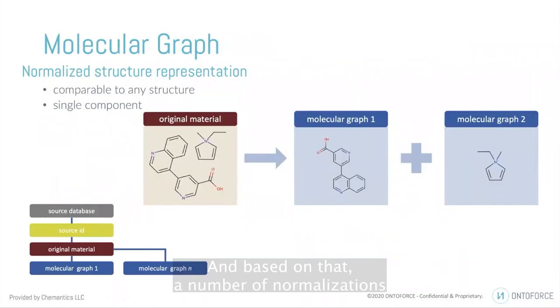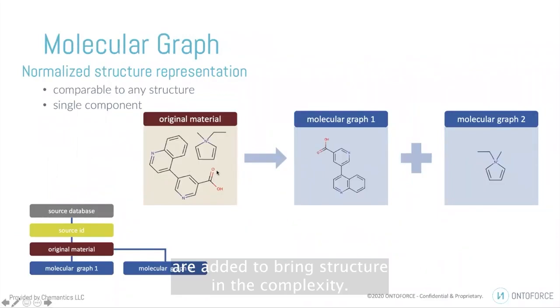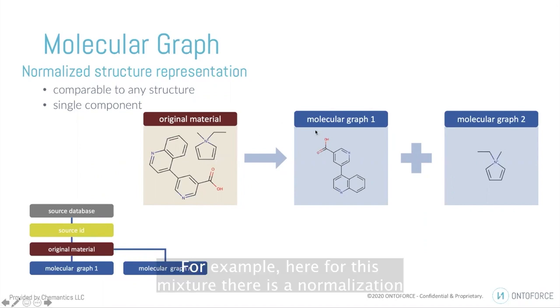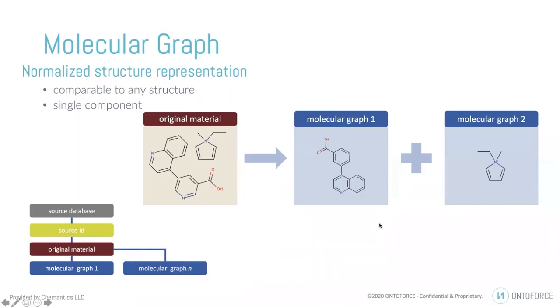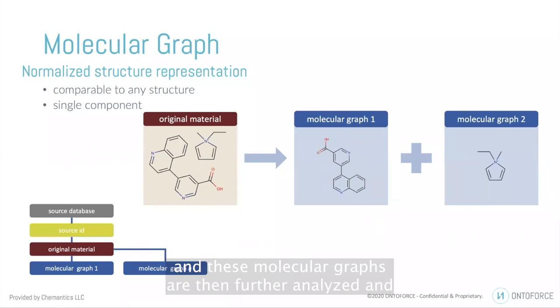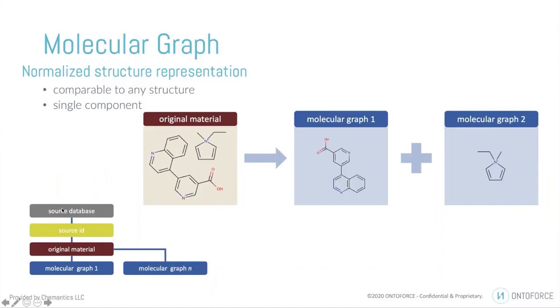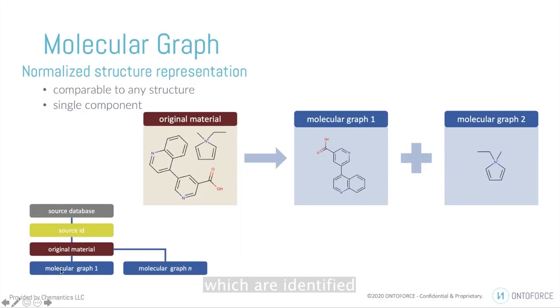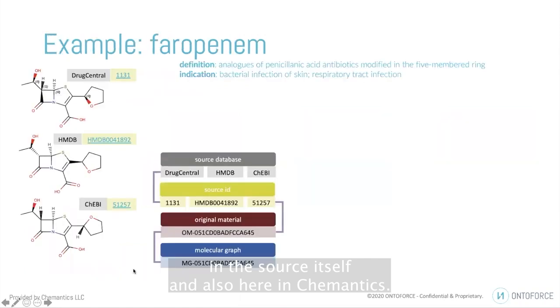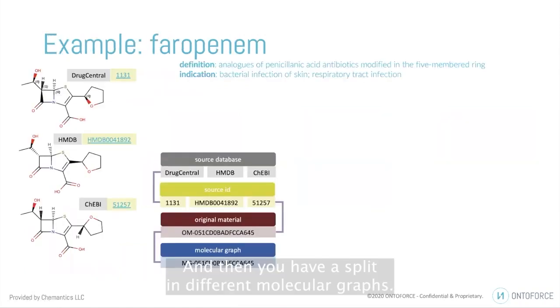Based on that, a number of normalizations are added to bring structure in the complexity. For example, here for this mixture, there is a normalization which is identifying different parts of a mixture so that you have different molecular graphs, are they called. And these molecular graphs are then further analyzed in other classes, which are always a reduction step in complexity. So what you get is, from a single source database, you get original materials which are identified in the source itself and also here in Chemantics. And then you have a split in different molecular graphs.